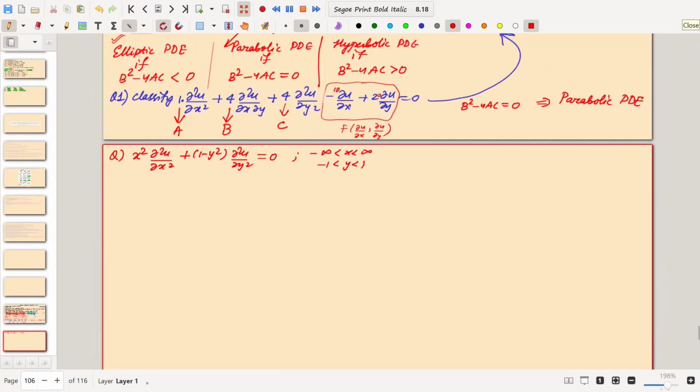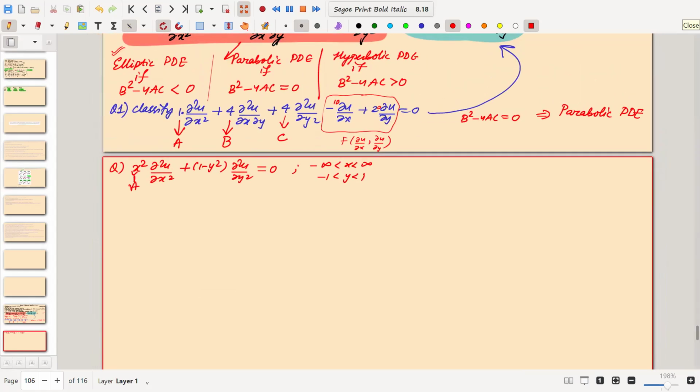As usual, this is your A, this is your C. There is no B, so B equal to 0. So what you will see is minus 4 times A, that is x square, into C, 1 minus y square. But mind you, what is the sign of this quantity? So b square minus 4ac is this. Is it greater than 0, less than 0, or equal to 0? Which one? What do you think?